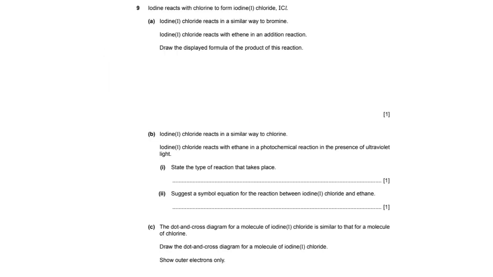Okay, so iodine reacts with chlorine to form iodine chloride. Iodine chloride reacts in a similar way to bromine. Iodine chloride reacts with ethene in an addition reaction. Draw a displayed formula of the product of this reaction. Ethene is C2H4, right? So you have added ICl to it. The double bond will break and the bonds will be opened, and on one side you will put I and on the other side you will put Cl, while hydrogens will remain the same.